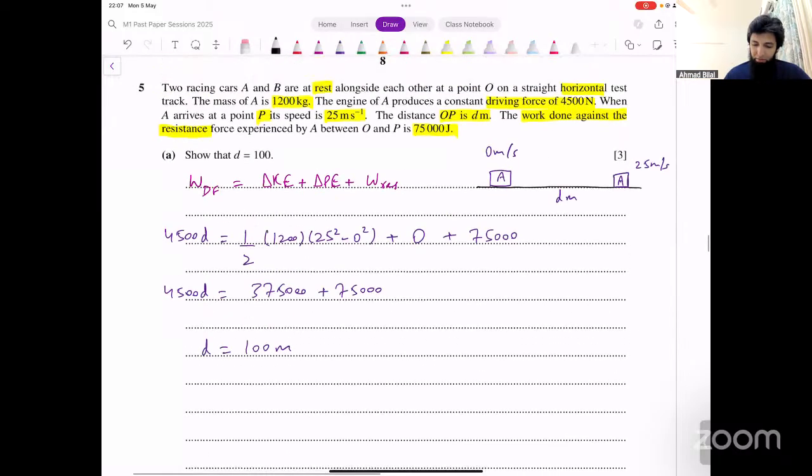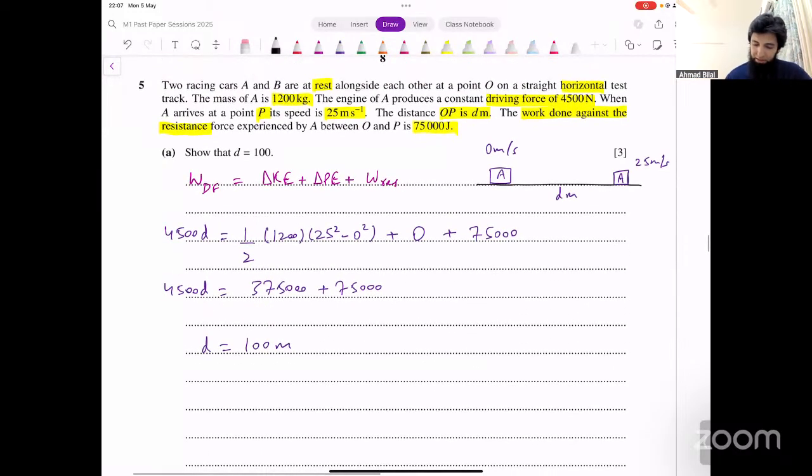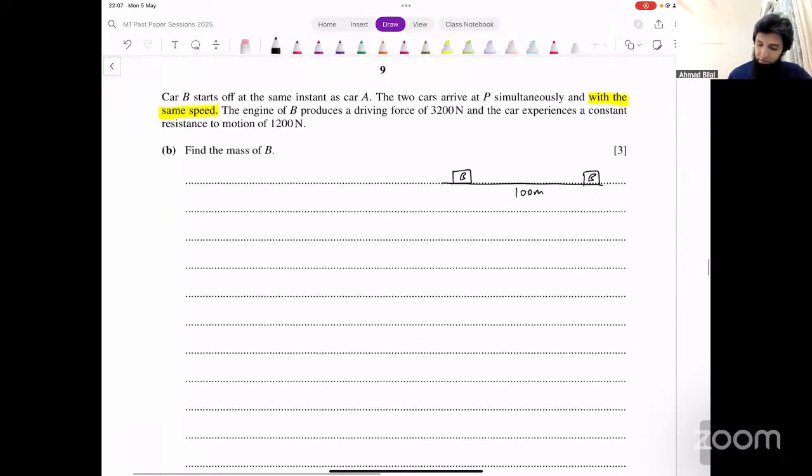And we know it's arriving at the same speed there, 25 meters per second. It also started from rest. The driving force is given to be 3,200 Newton. There is a resistance of 1,200 Newton. We can again just apply the work energy principle, work done by the driving force, that equals change in kinetic energy plus the change in potential energy plus work done against resistance.